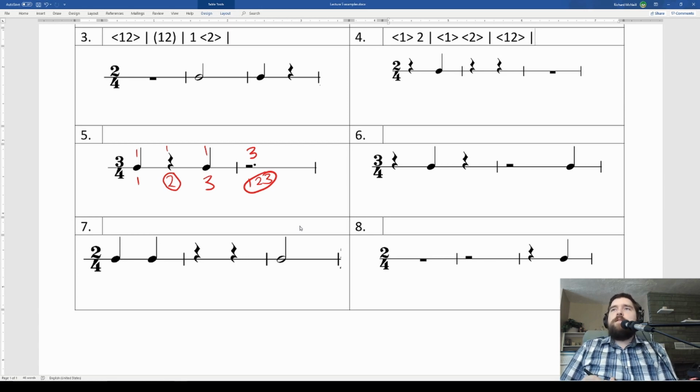Alright, let's take a look at this one. We have quarter rests and quarter notes again. What type of note is this one right here? Or rest? What is it? Okay, a half rest gets 2 beats. Okay, and that one also gets 1 beat. So this is 1, 2, 3. 1, 2, 3.